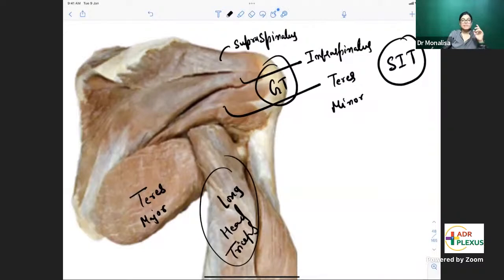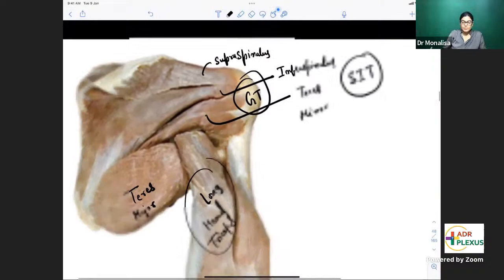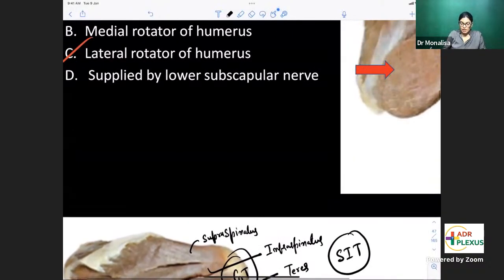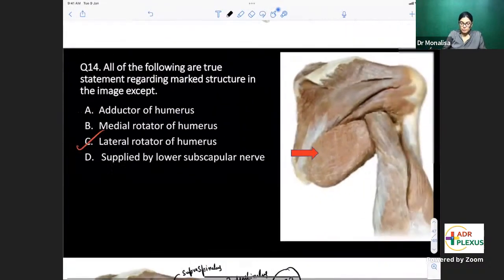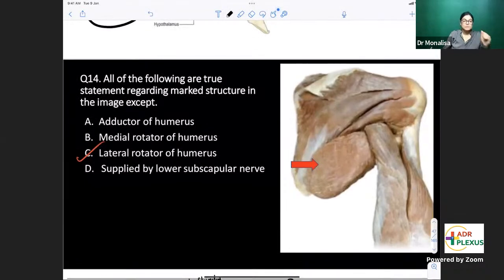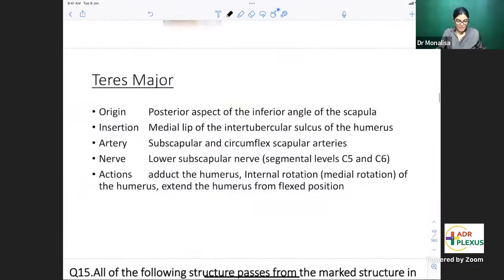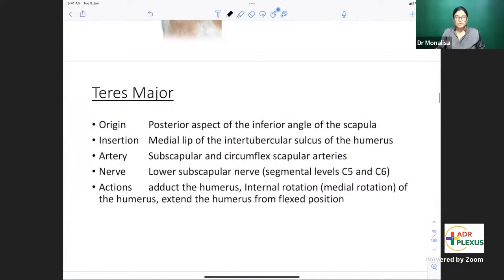Teres major is innervated by the lower subscapular nerve, so that is absolutely correct. This muscle is an adductor and medial rotator of the humerus, so that is right. All of you who want to revise teres major muscle, please note down.